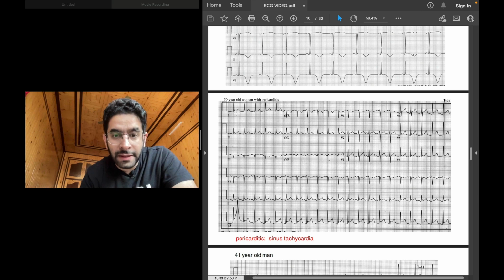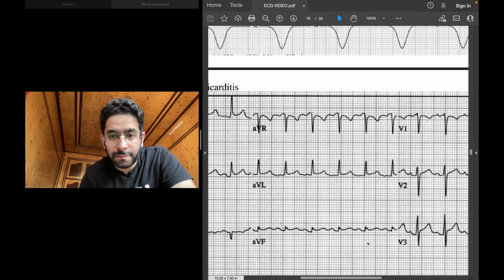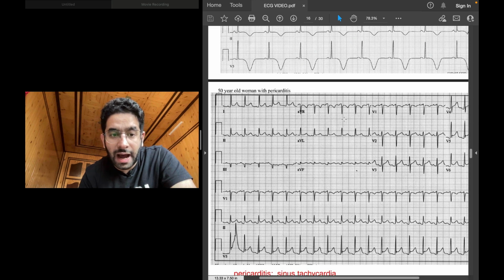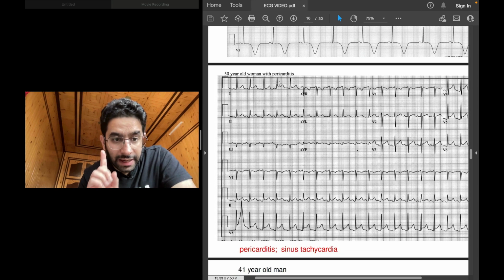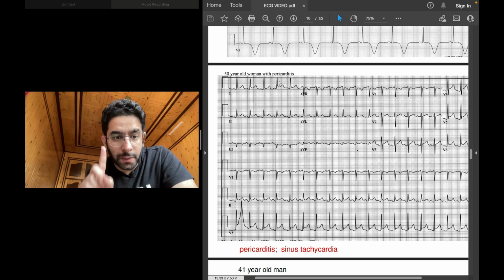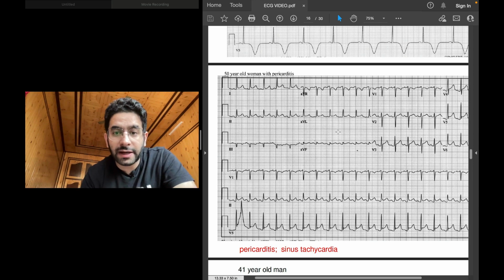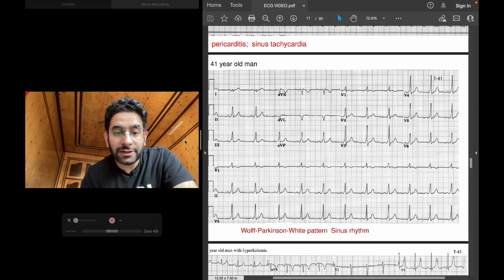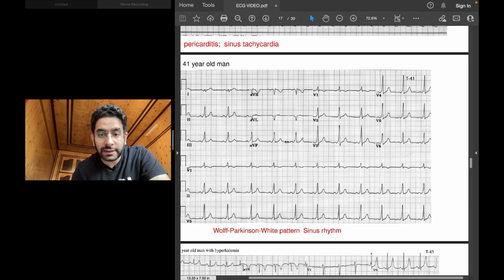Okay, they're concave up, and in addition, it's very hard to tell from this distance, but there is elevation of PR interval in AVR lead. Okay, so these findings are suggestive of pericarditis. Pericarditis is a differential diagnosis for ST elevation. ST segment elevation also occurs in pericarditis, but there are some differences. One, it is not limited to any particular coronary territory. These are more commonly concave upwards, and they are associated with these PR segment changes like PR elevation in AVR lead. Okay. Now, this is another important ECG that you may want to learn, which is Wolff-Parkinson-White pattern.